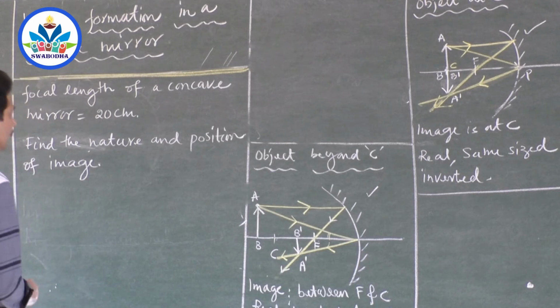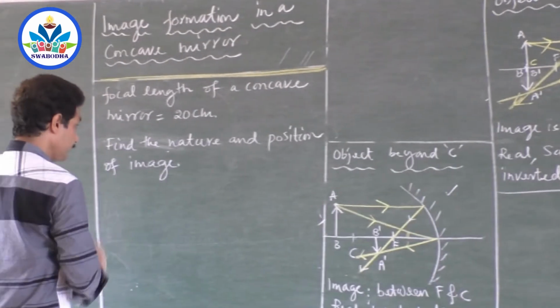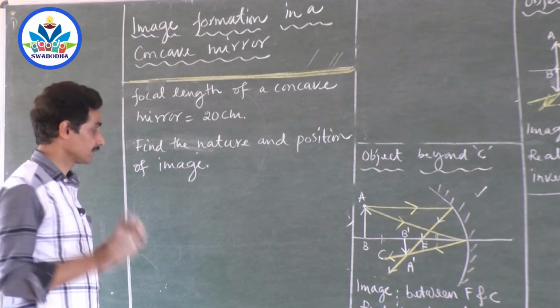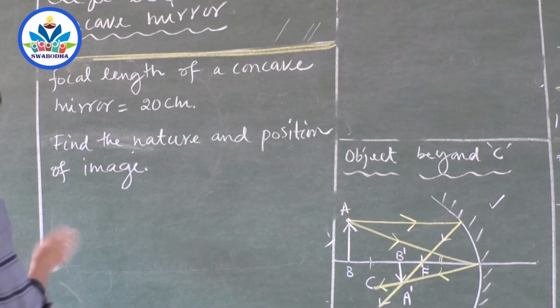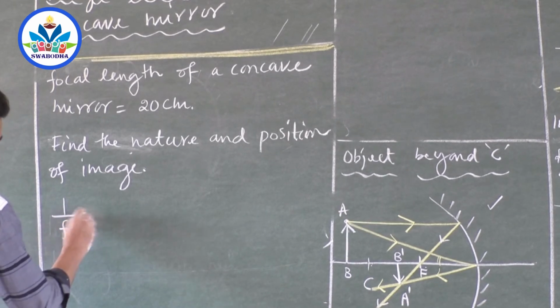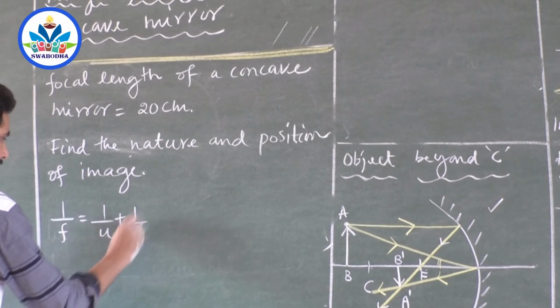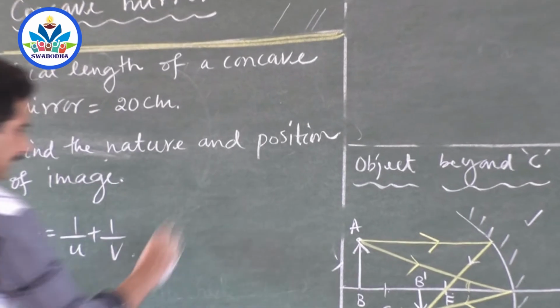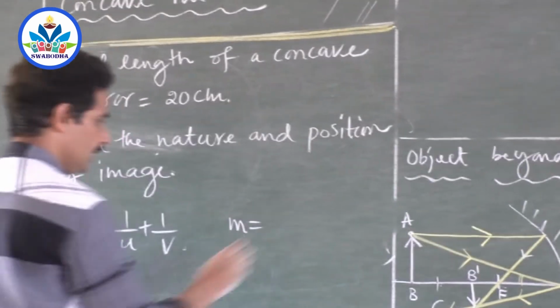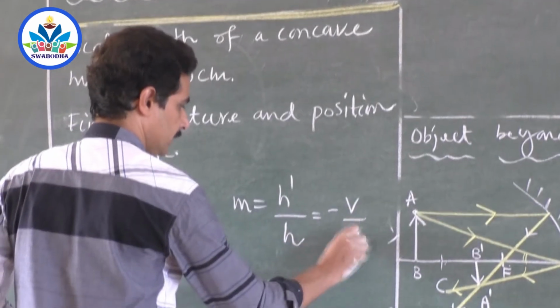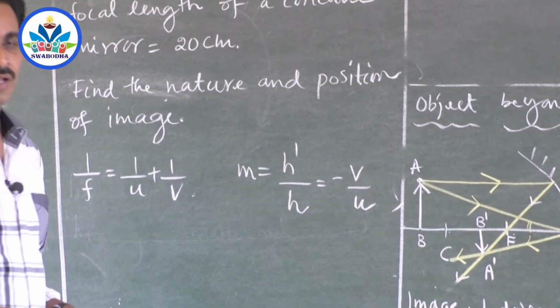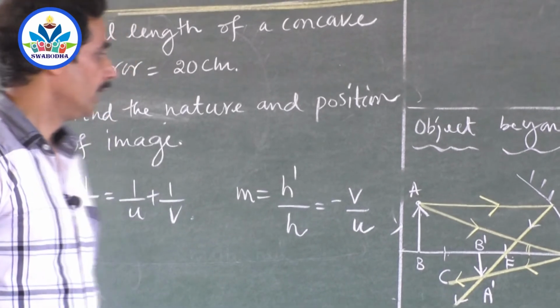Now let us see the object distance. Before that, let us make ourselves very firm with our formulas. What are the formulas used? Mirror formula: 1/f = 1/u + 1/v. And another thing is magnification. Magnification is height of the image by height of the object, h'/h, which is also equal to -v/u. v is the image distance, u is the object distance.